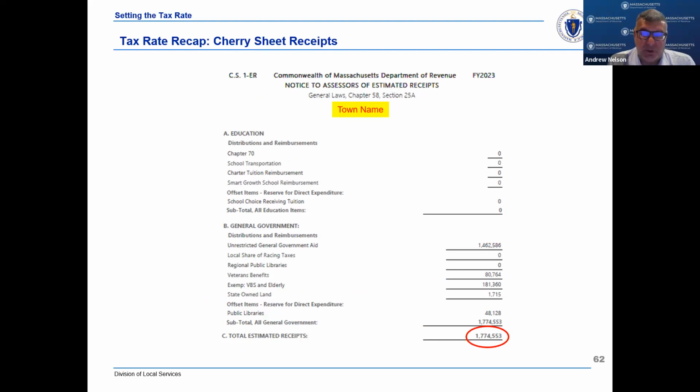Here is, again, we had looked at this slide earlier, but we put it in here again. This is the total estimated receipts. That's your cherry sheet money. Just to show you where that number came from. Last time we showed it, we were more looking at the 48,000. This time we put it in again so that you can see the 1.7 million and make sure you follow the flow and how everything ties out. Next slide, please.